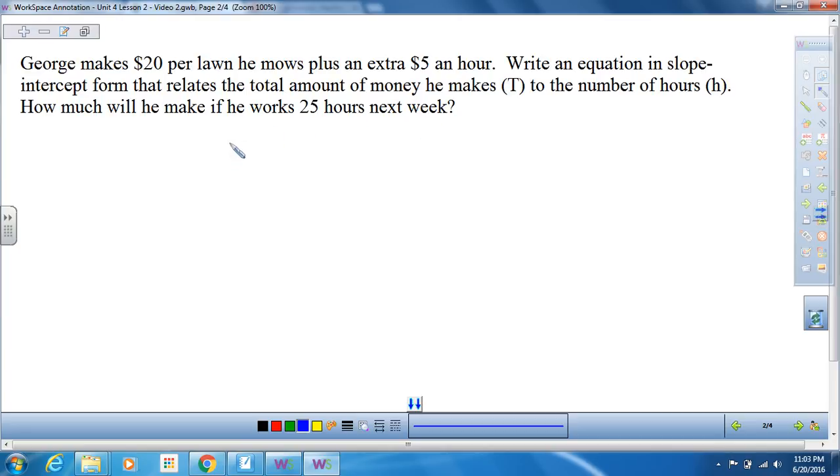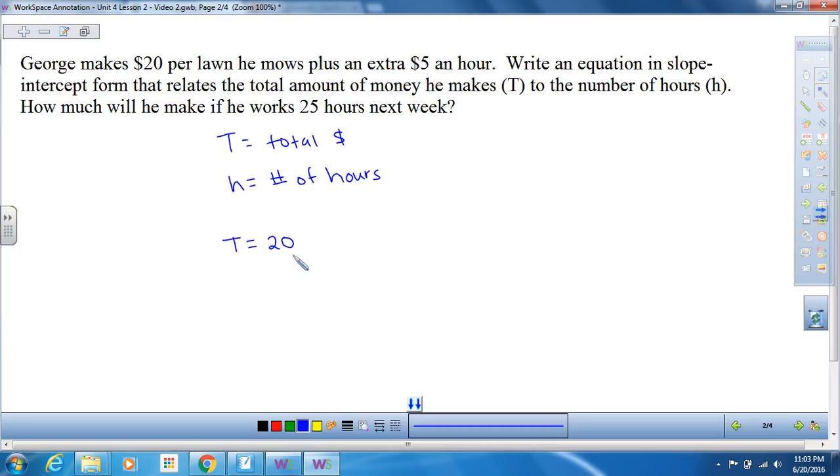All right, so my two variables are T, so this is his total money, and H, number of hours. Okay, so his total amount of money will equal, so he gets $20 per lawn. Okay? Plus an extra $5 an hour.